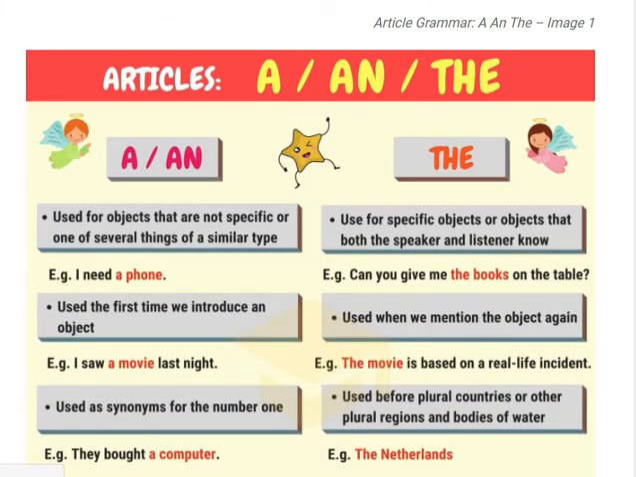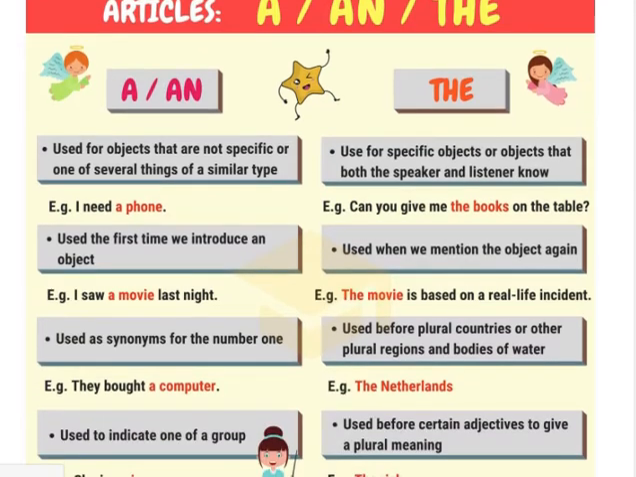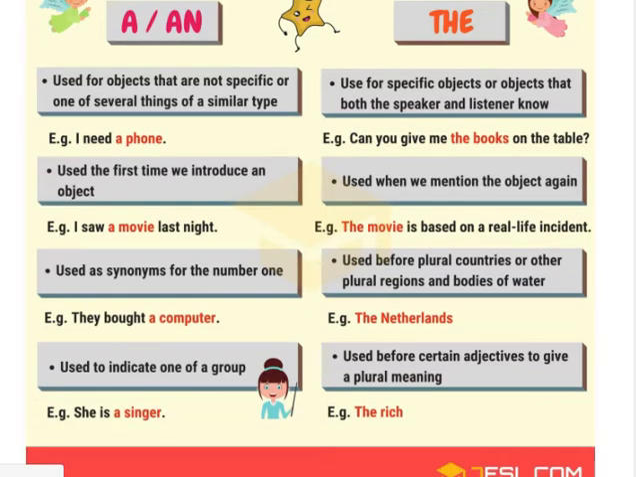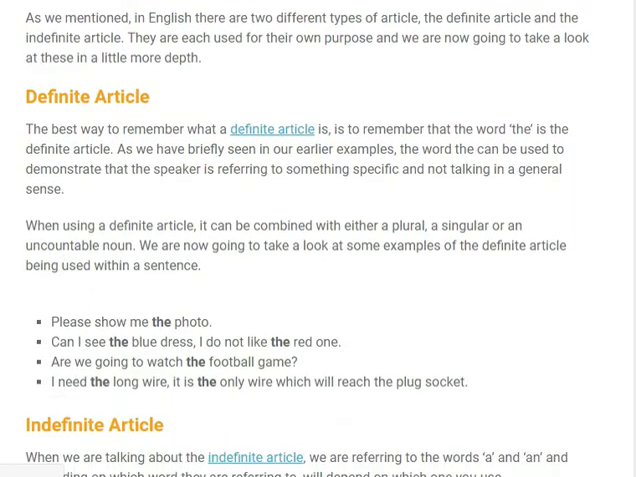So, as we said before, we have some examples that, of course, you can see here of a, an, and the. The difference, of course, is definite and indefinite articles. So, as mentioned, in English, there are 2 different types of article, the definite article and the indefinite article. They are each used for their own purpose, and we are now going to take a look at these in a little more depth.